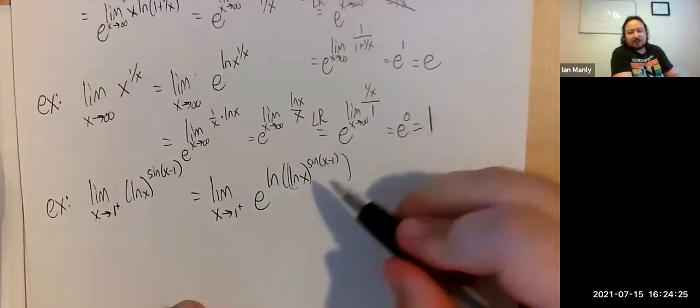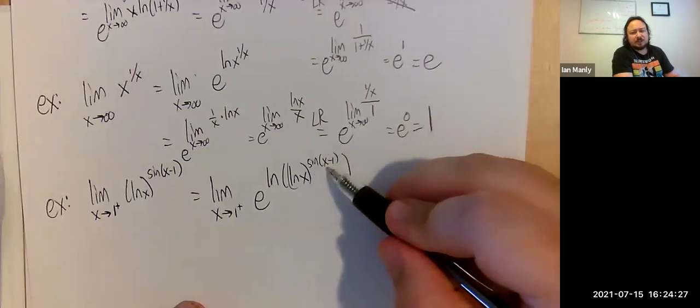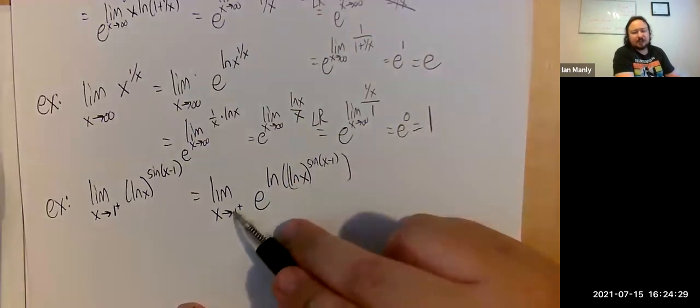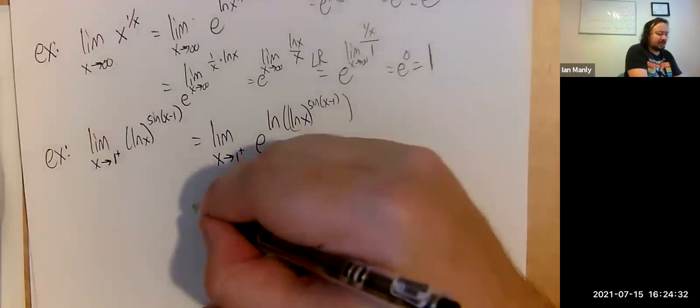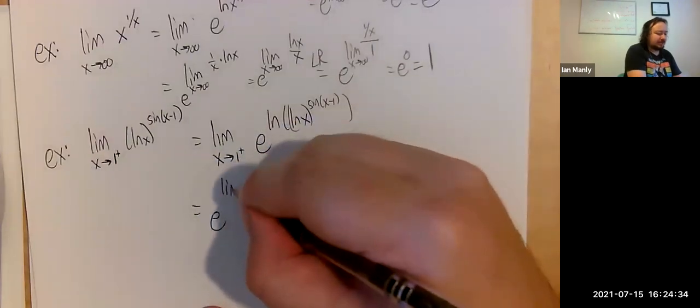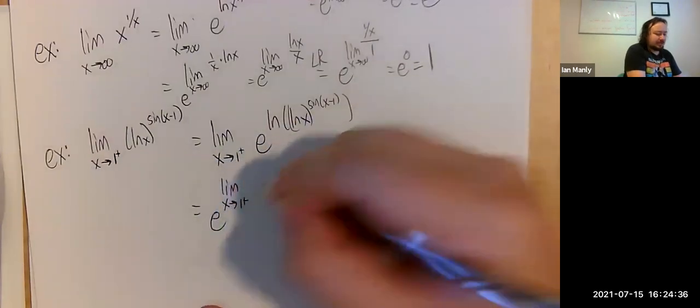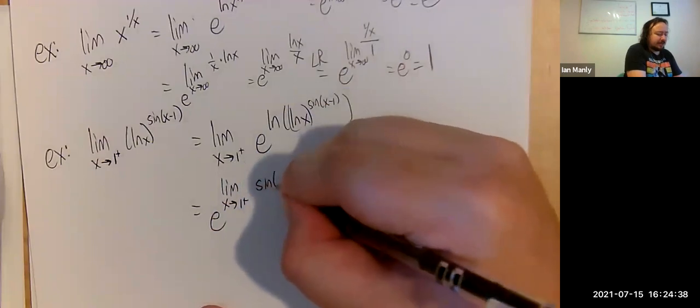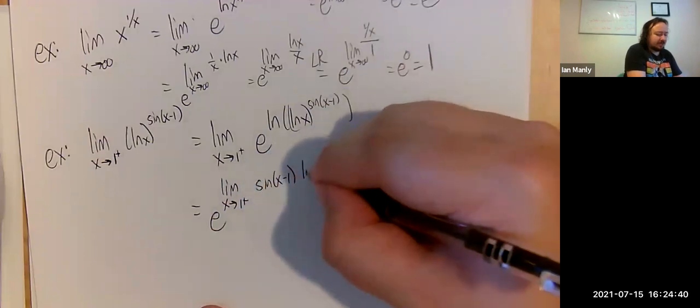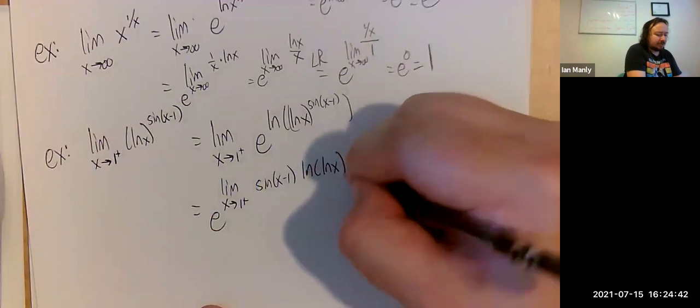All right. Now, because of log rules, this will move to the front, and I can also move my limit into e as usual. So I have the limit as x goes to 1 from the right, sine of x minus 1, and then I have natural log of x.